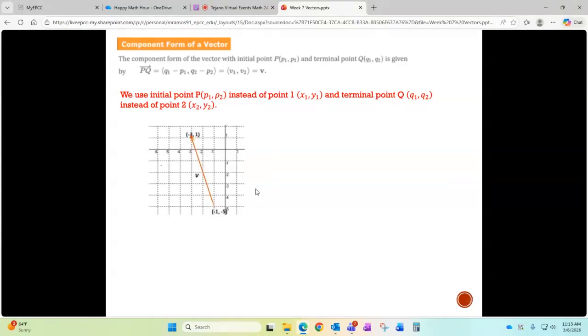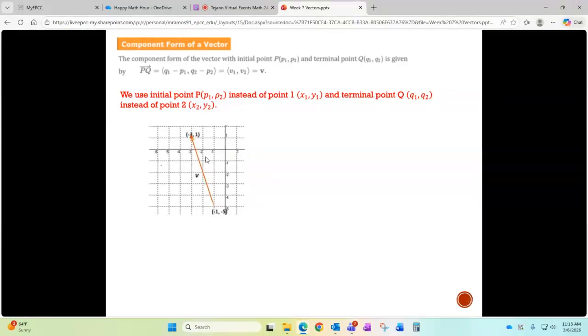Okay, now we're going to talk about the component form of a vector. The component form of a vector, if you start with initial point P and terminal point Q, is given by here. We're going to take the difference of the coordinates, Q1 minus P1 and Q2 minus P2, and that's the component form. So we're using initial point P1, P2 instead of what we normally see, x1, y1. And our terminal point is Q. We're calling that Q1, Q2 for the coordinates instead of x2 and y2.